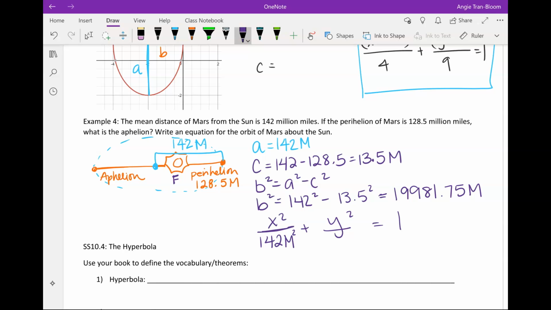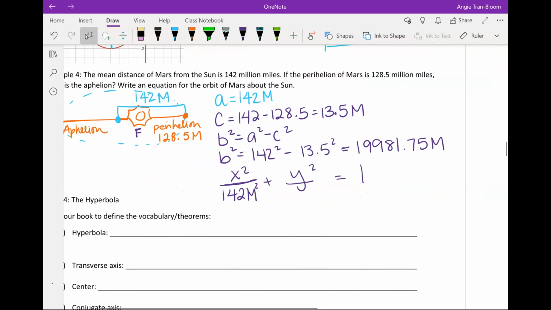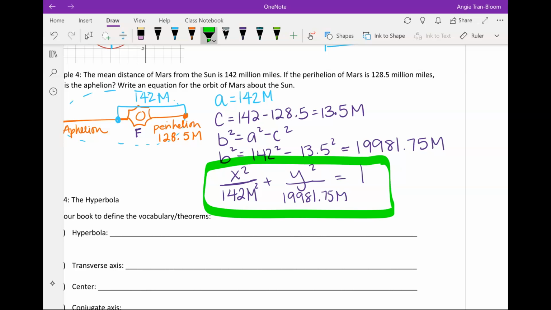Because we never took the square root. Okay. So that's already squared because we never took the square root. Can you guys agree with that statement? Okay. So I'm just going to write that whole thing over 19981.75 millions. Okay. And guess what? That is the equation. So we can find the location of Mars orbiting around the sun.